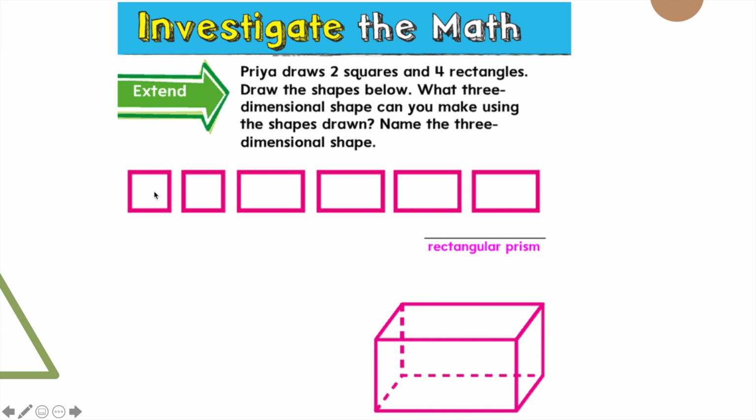Why? Because it has the 6 faces, 1, 2, 3, 4, 5, 6, and the 8 vertices, one vertex, 2 vertices, so that's 1, 2, 3, 4, 5, 6, 7, 8. 8 vertices. Priya made a rectangular prism.